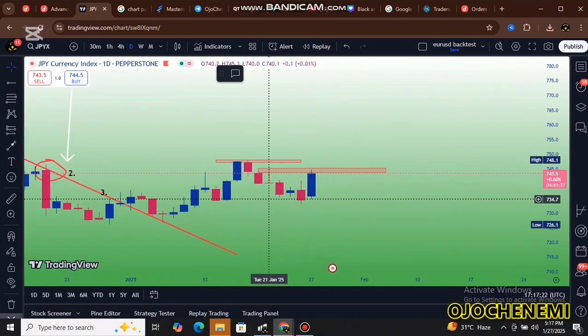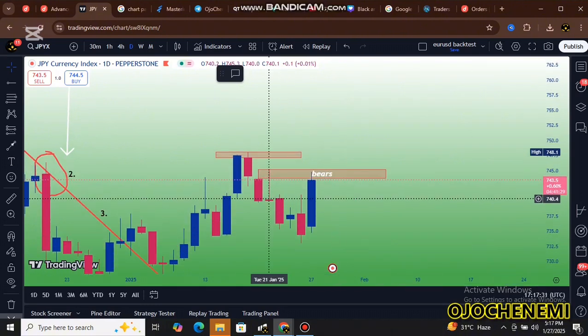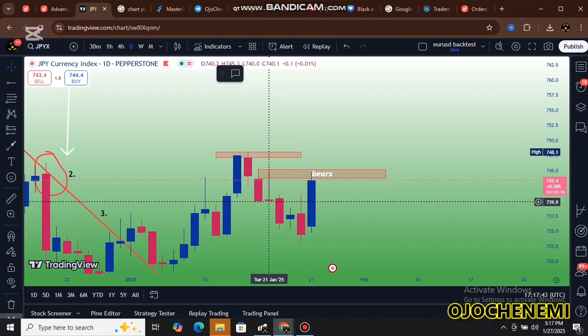So what are we seeing? What we can see here, you can see where I wrote the bears are active. You can see the rejection there. There's a rejection there.